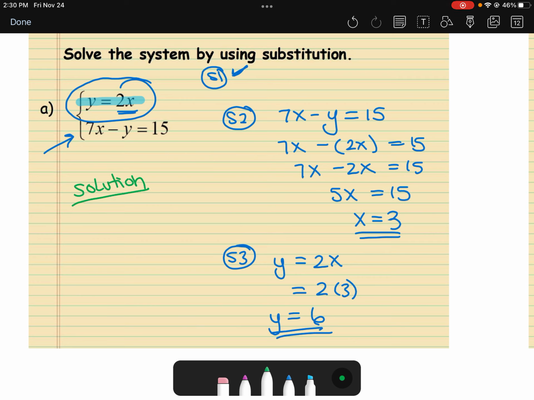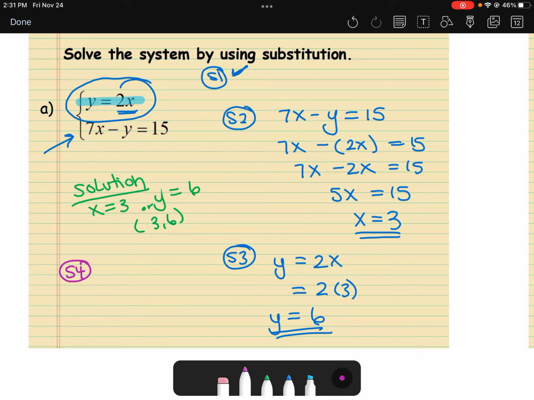okay, a solution can be written two ways. x equals 3, y equals 6, or sometimes they have it as a point, because remember, where two lines intersect is a point. So that's at (3, 6). So you can see it written either way. And if you want, step 4 is to check your work.